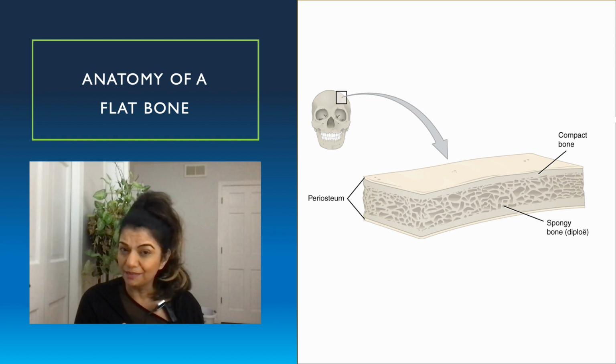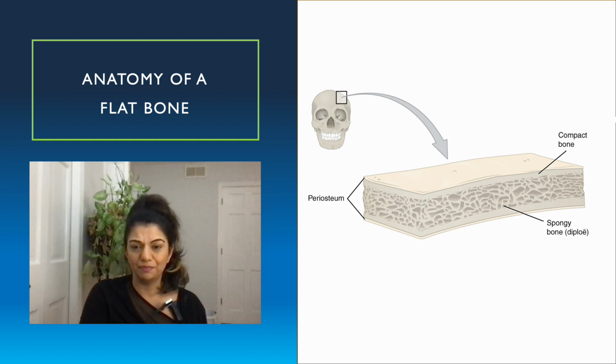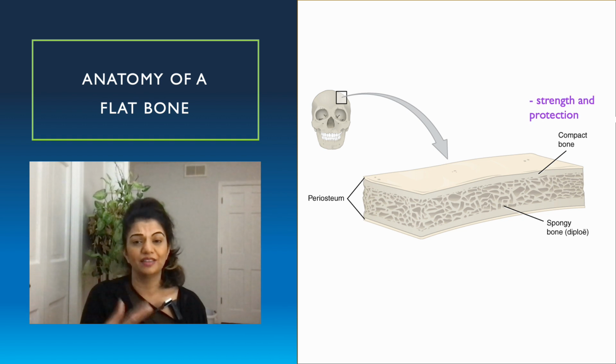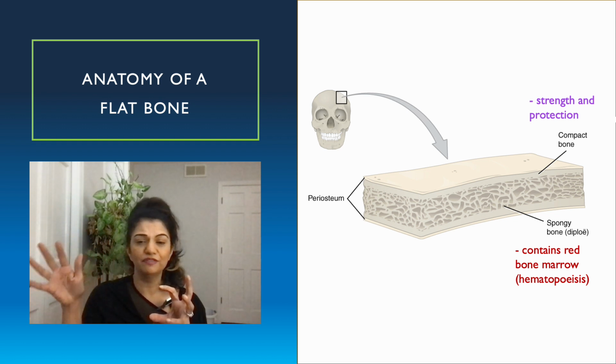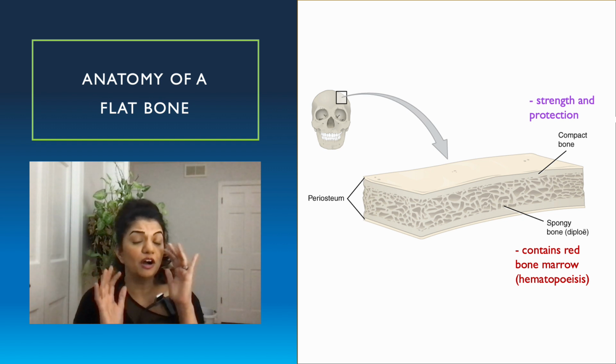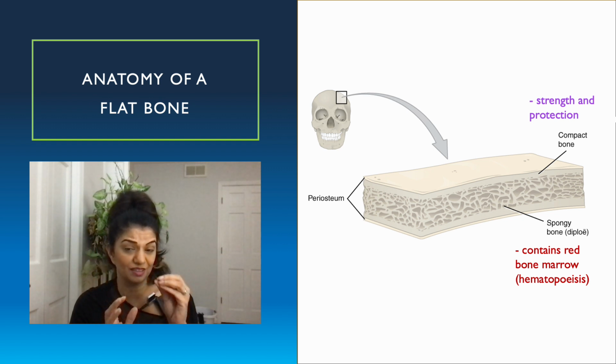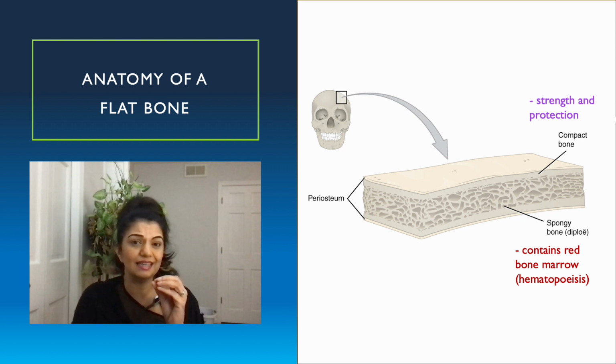And remember when I said bone is very clever? It's very clever because the compact bone provides strength and protection. And the spongy bone is actually called diploe, and that is what's inside. And that actually has red bone marrow for hematopoiesis, etc. But the compact bone is what provides the strength and protection. And it does it in such a way that it acts like a shock absorber for the brain by distributing and reducing the impact of force.